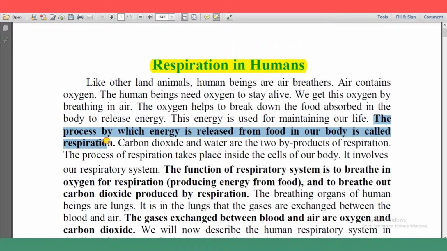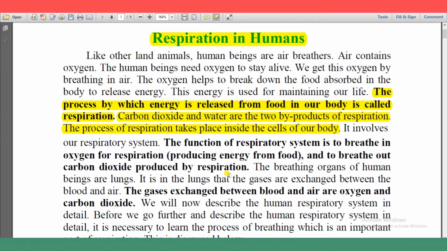We know the process by which energy is released from food in our body is called respiration, and carbon dioxide and water are two waste products produced in this process. The respiration process in human beings basically takes place in the cells of our body, and this function includes breathing in oxygen and breathing out carbon dioxide.